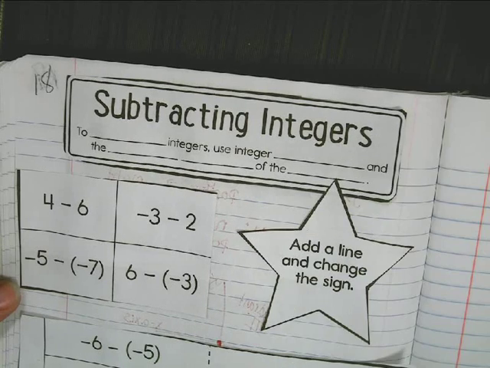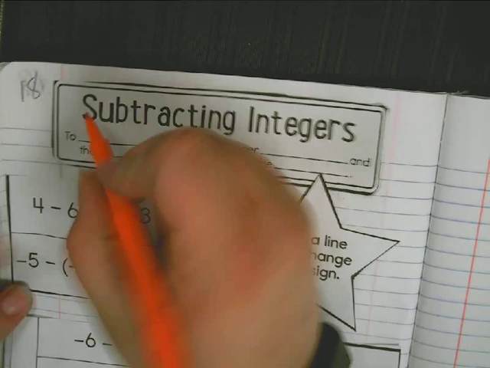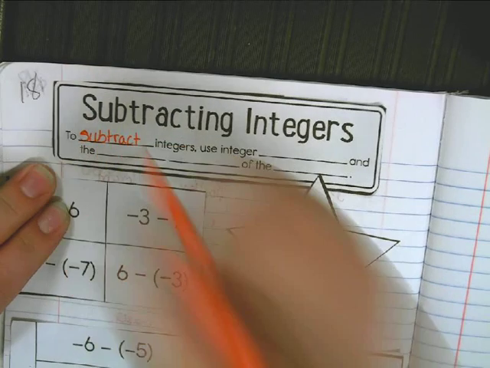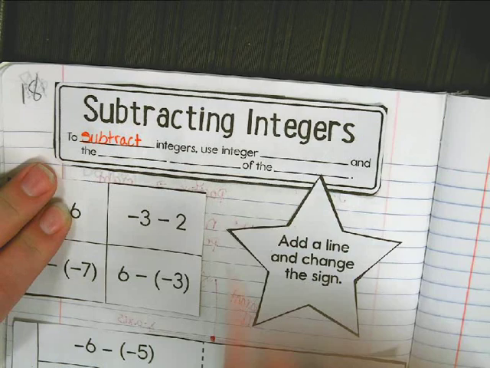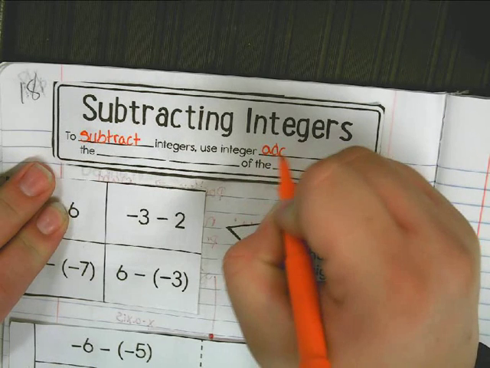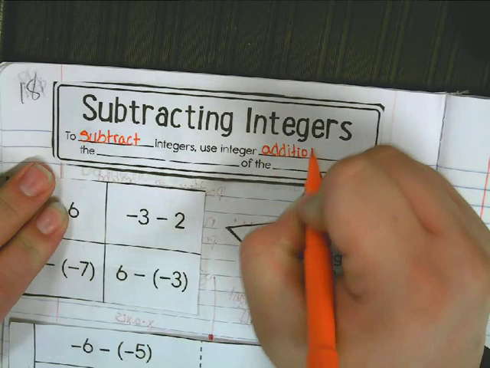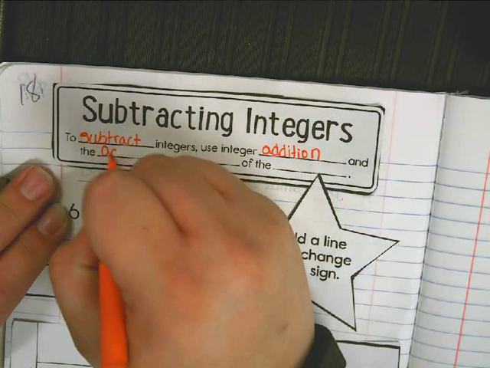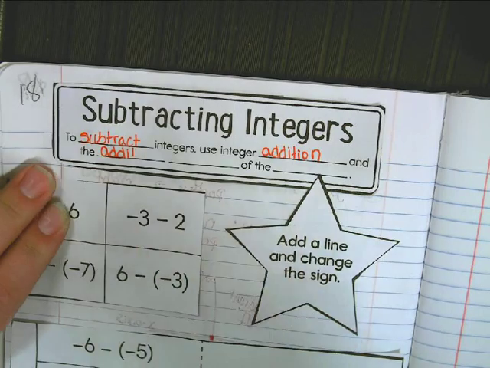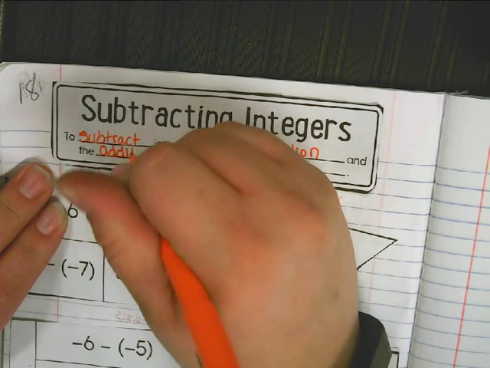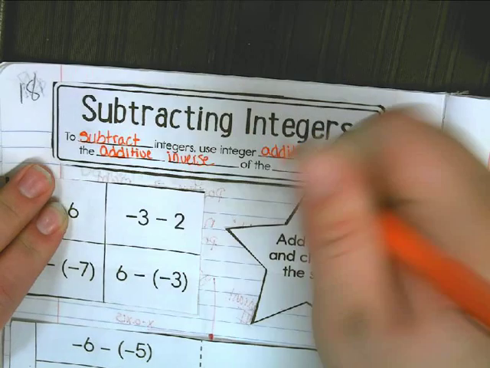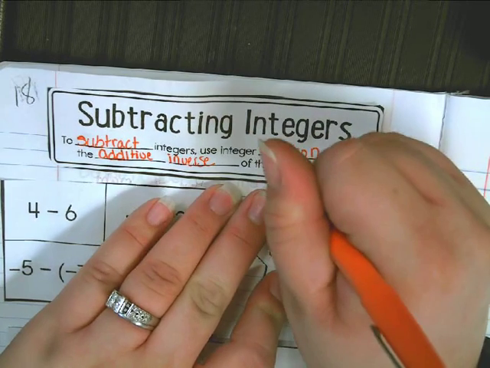Subtracting integers. To subtract integers, use integer addition and the additive inverse of the second number.